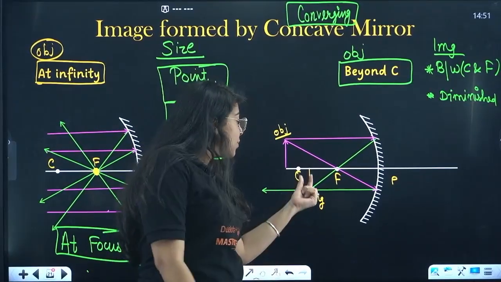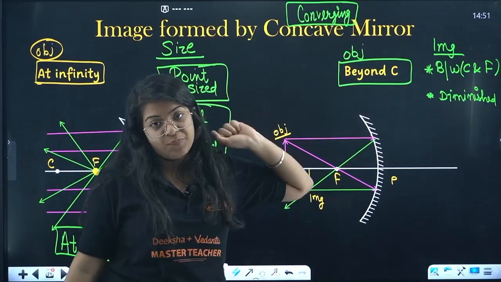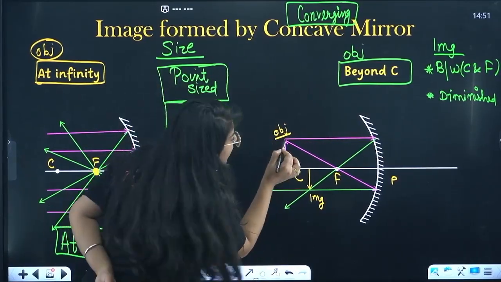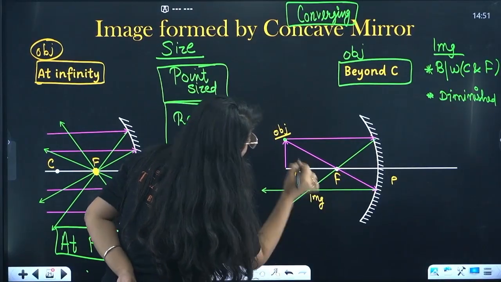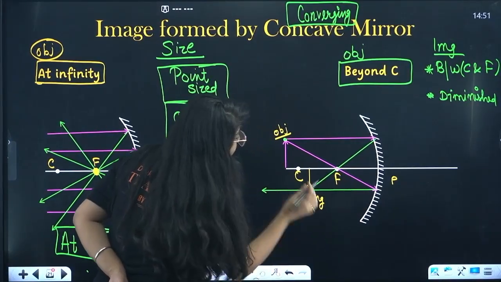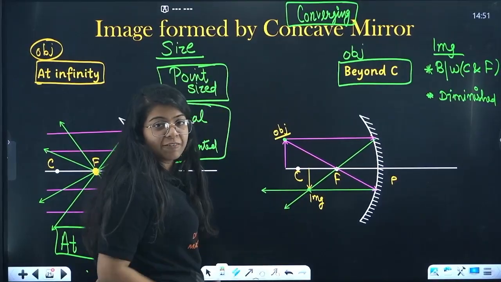Okay, this image, the size of the image is less than the size of the object, and hence it is diminished. Now see carefully, from this upper part, rays are going and meeting at a point. So this upper part, this arrow will be at this lower half, right?